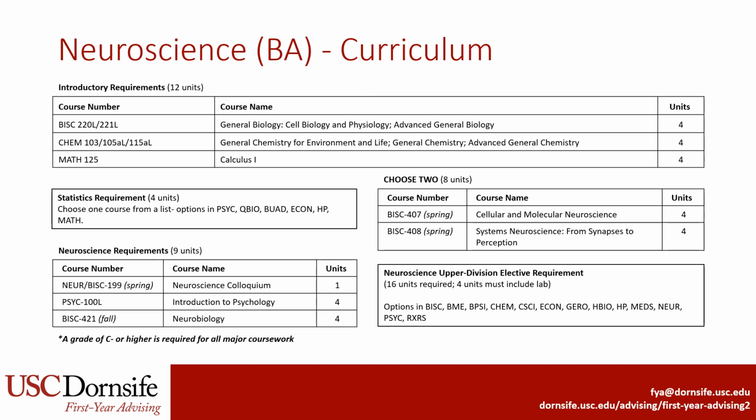As seen in the BS, students are also required to complete a statistics course, and there are options in various departments to select from. The 9 units of neuroscience requirements and the 8 units of upper division requirements are the same requirements as the BS. Unlike the BS, the neuroscience BA requires only 16 units of upper division electives, 4 of which must include a lab.